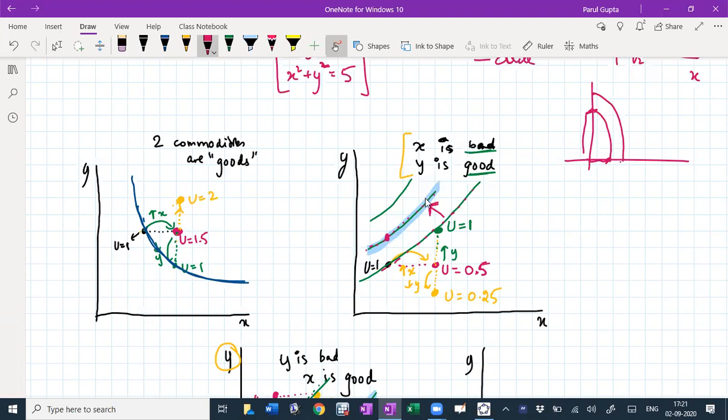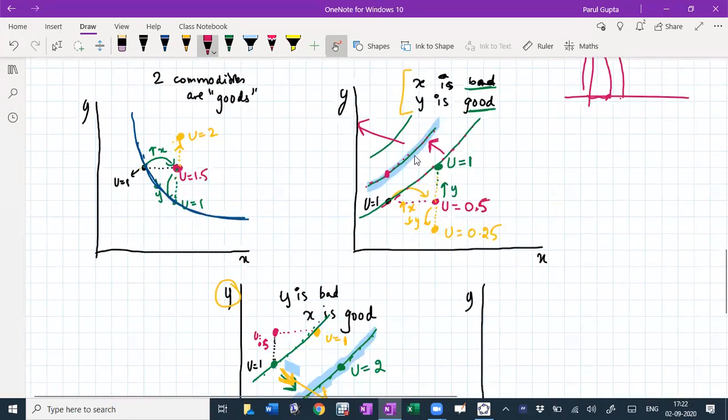Again, the same kind of reasoning. X is a bad, so I want to run away from it. Running away means I want to come closer and closer to the y-axis, which means I will move in this direction. So although both have the same shape in terms of upward sloping indifference curves, the arrow will tell us whether x is a bad or whether y is a bad. So whenever you draw indifference curves, also draw a small arrow indicating to yourself which is the good commodity and which is the bad one.